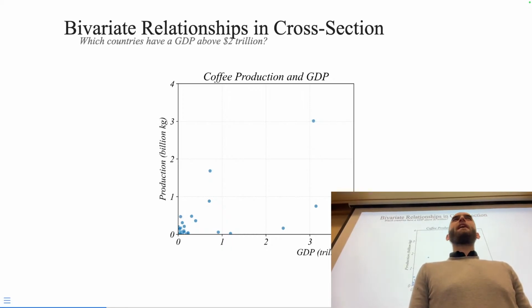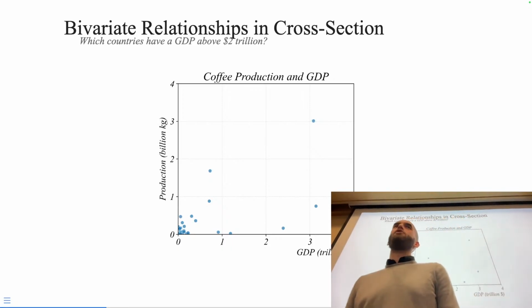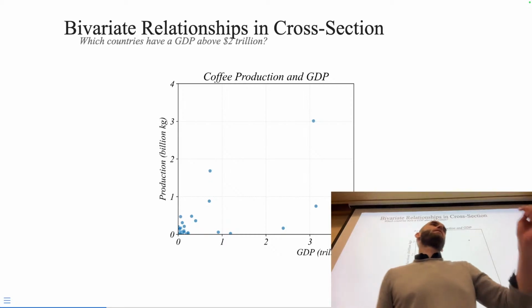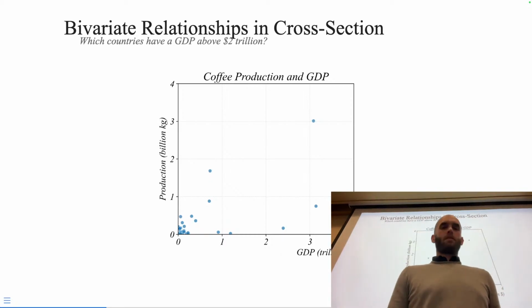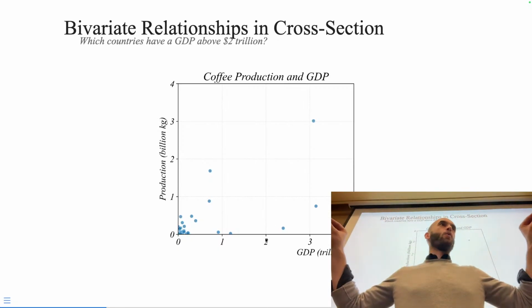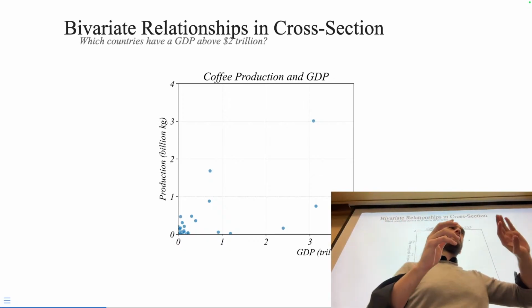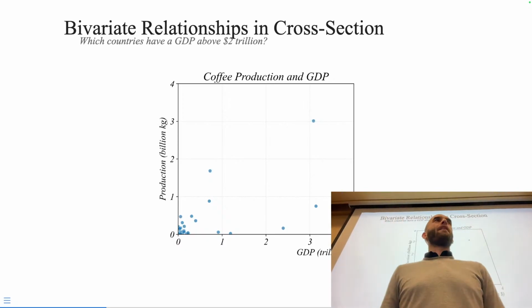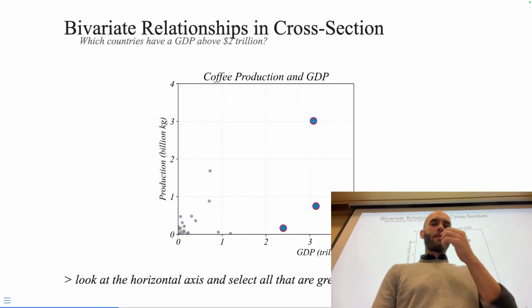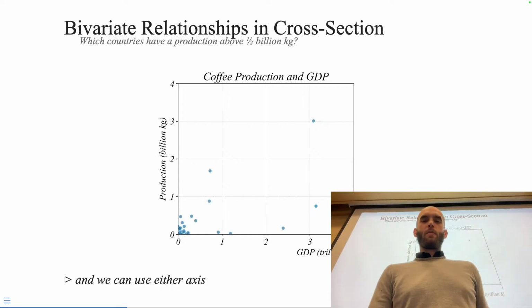Okay, someone want to help me out here? How do we find the countries that are above 2 trillion in GDP? Yeah. Find 2 trillion on the x-axis, draw a line up from there. So we find 2 trillion on the horizontal axis, then draw a vertical line, and then find everything to the one side. Yeah, really nice. So it turns out to be 3 countries.